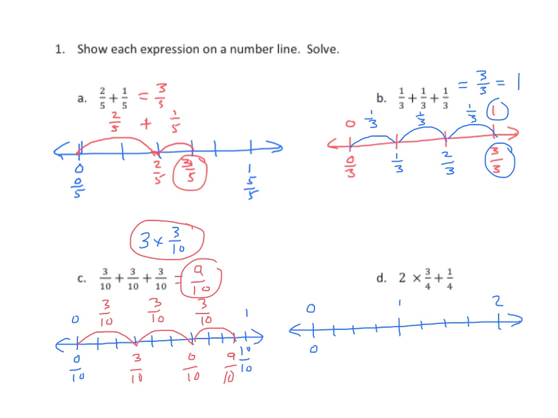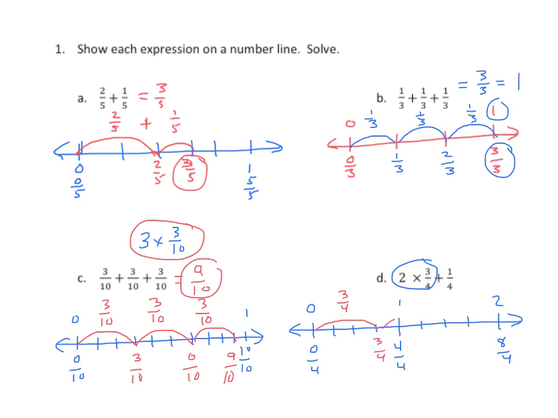This would be 0 fourths. This would be 4 fourths. And this would be 8 fourths. So I'm going to have 2 times 3 fourths. What does that mean? That means I'm going to make 2 hops the distance of 3 fourths. So I have 1, 3 fourths. And that puts me at 3 fourths.